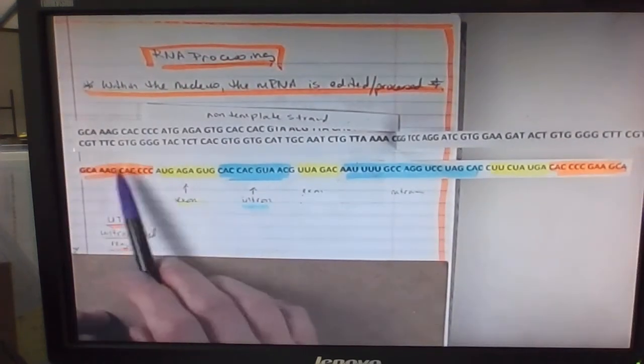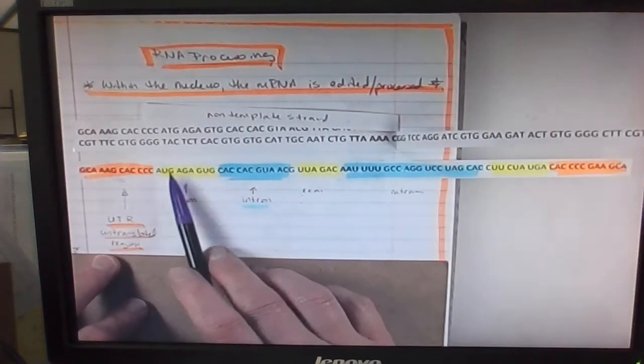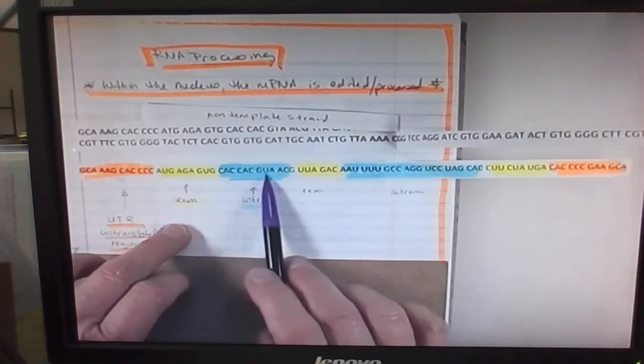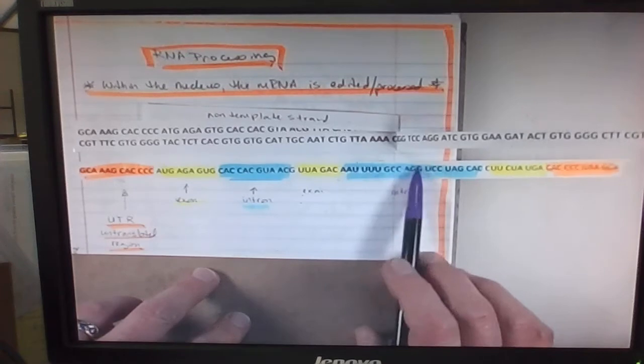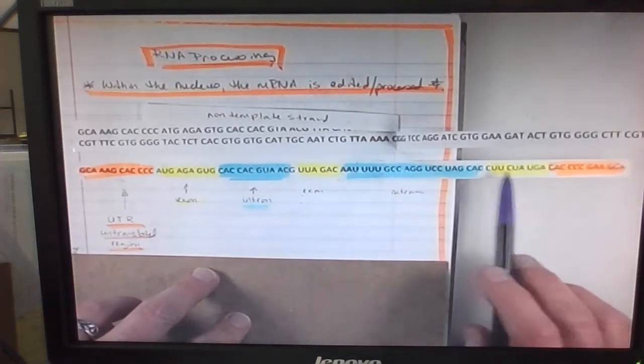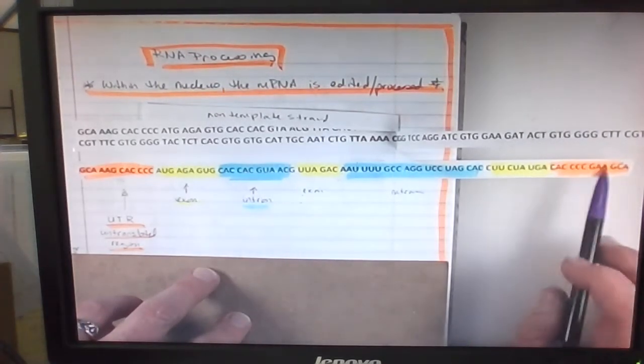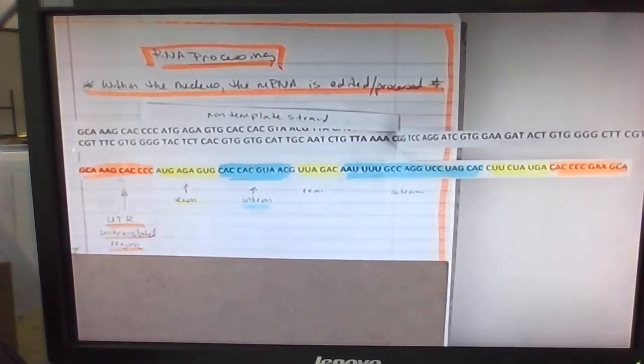So first four are untranslated region, next three exon, next four intron, the next two exon, the next 1, 2, 3, 4, 5, 6, 7 is intron, the next three exon, 1, 2, 3, 4, another untranslated region.